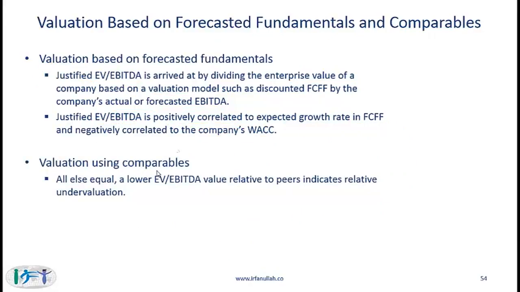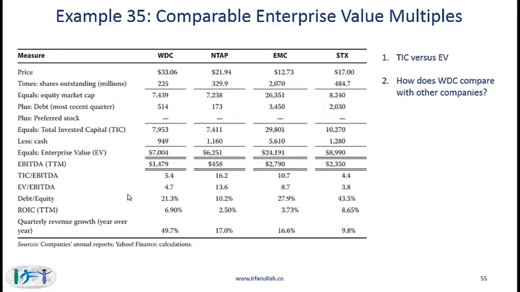Valuation based on comparables. How do you do this? We'll see this in an example on the next slide, but you take a group of peer companies or you take the industry, you come up with the benchmark value for EV to EBITDA and compare that benchmark value with the multiple for the company that you are analyzing. If the company that you are analyzing has a low multiple relative to the industry or the peer companies, then that means that this company is probably attractive, all else equal.